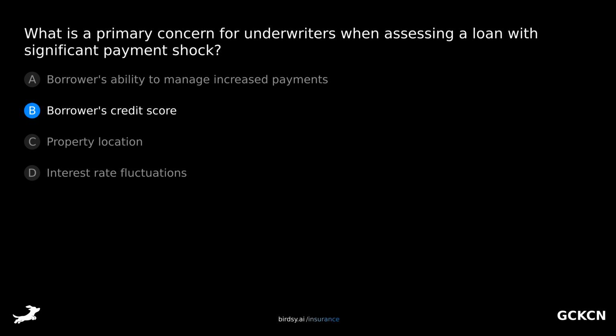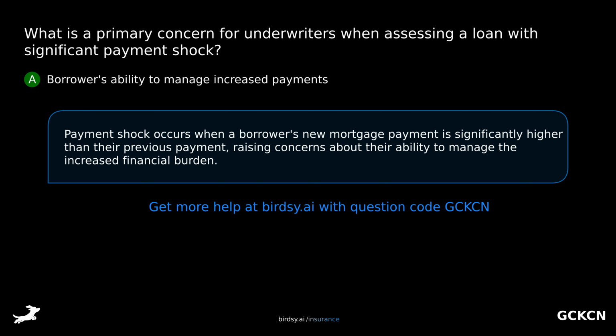B, borrower's credit score? C, property location? Or D, interest rate fluctuations? The answer is A, borrower's ability to manage increased payments. Payment shock occurs when a borrower's new mortgage payment is significantly higher than their previous payment, raising concerns about their ability to manage the increased financial burden.